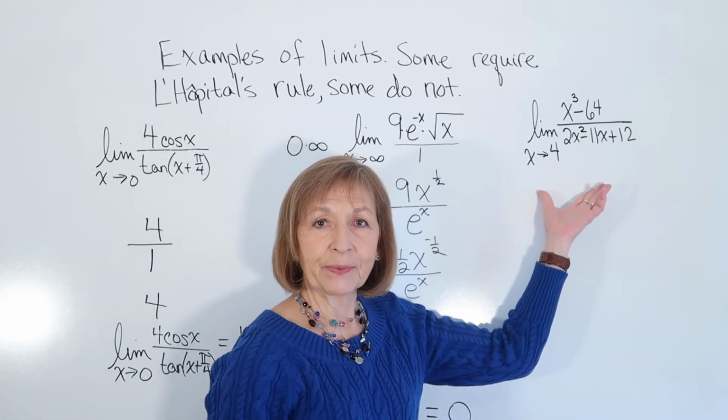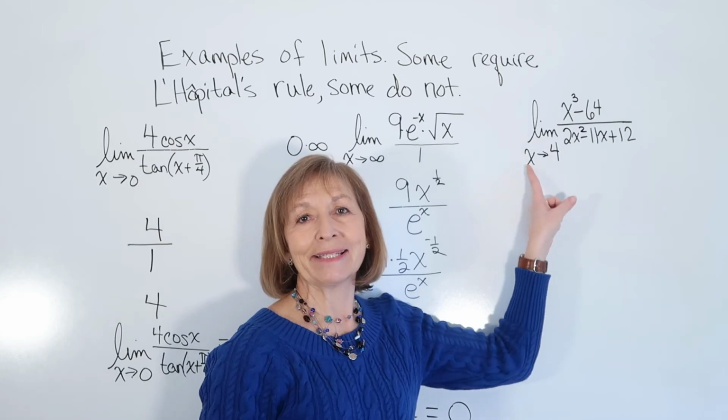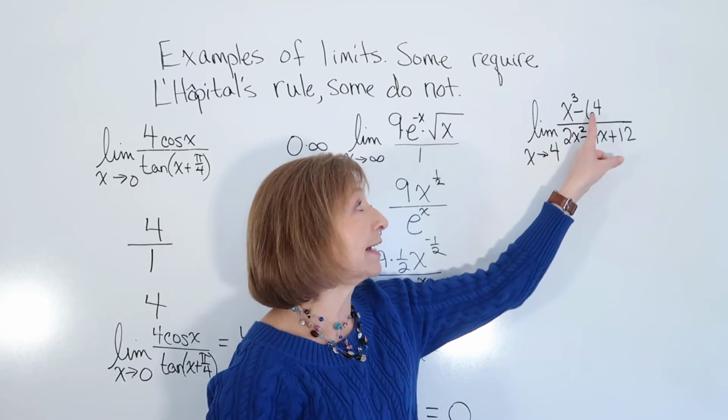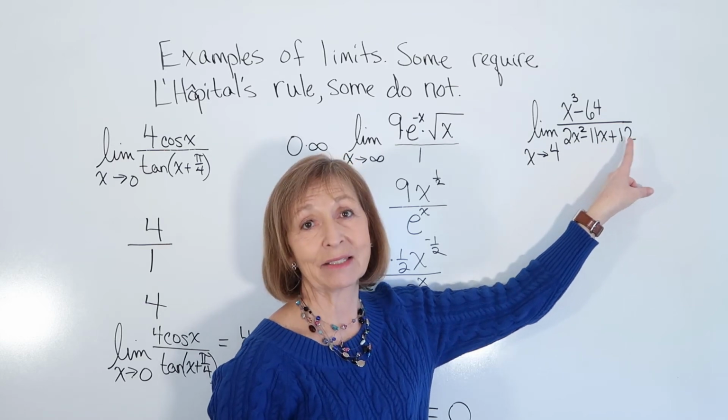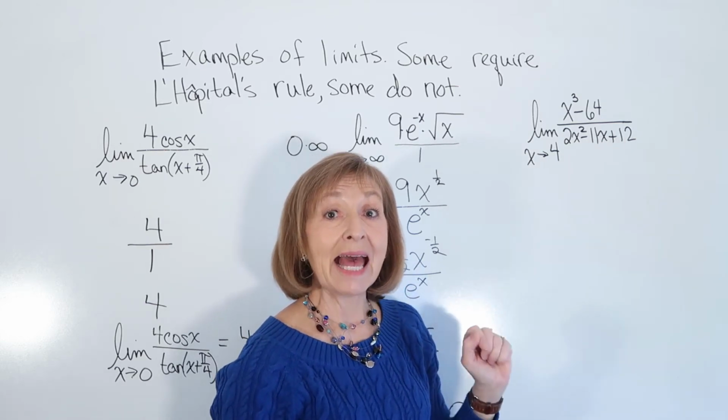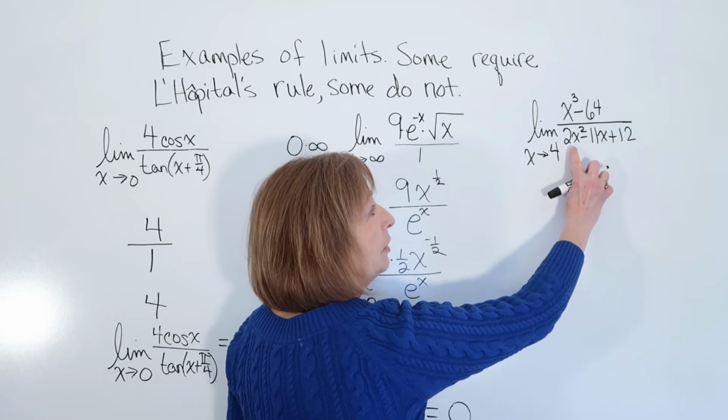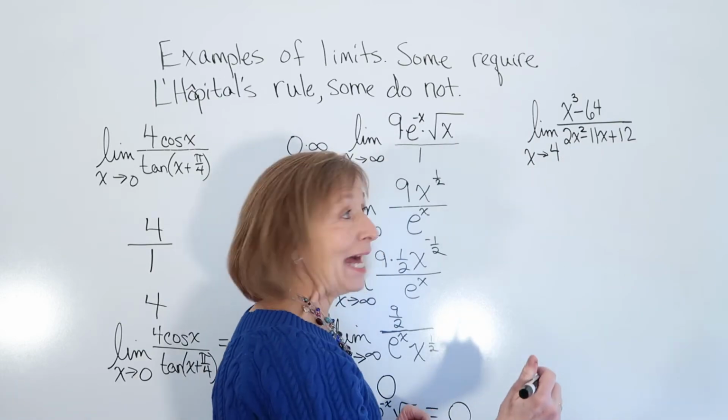How about this last one? Here I have the limit as x approaches 4 of x to the third minus 64 over 2x squared minus 11x plus 12. Well, as x approaches 4, put in 4 for your x's in the denominator.